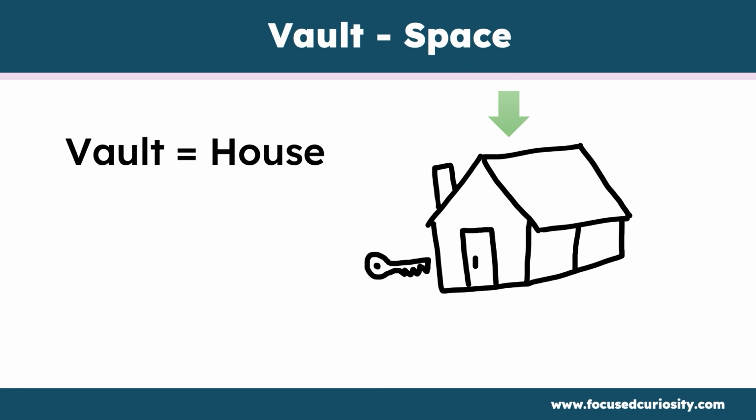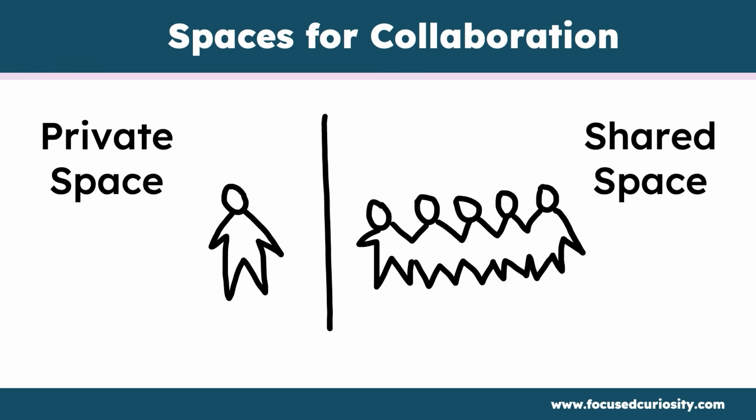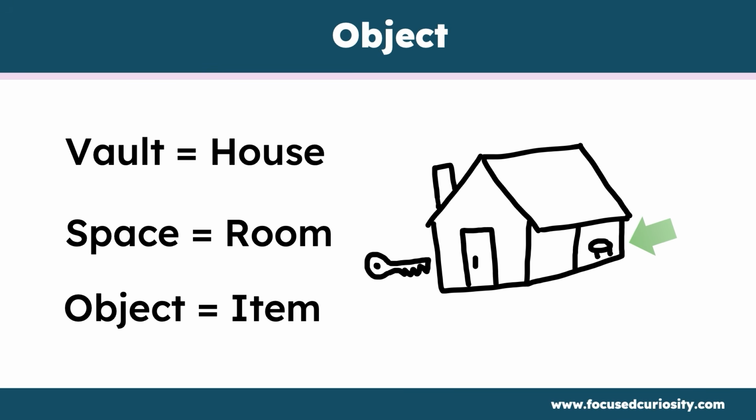The next level down is what we call spaces. Now, spaces are just like rooms within the larger house. Spaces are important because you want to think about whether they are private, so just you, or if they are going to be shared, which means you're collaborating with other people. Next are objects. Think of objects as furniture inside of a room. An object lives inside of a space, and a space lives inside of your vault.